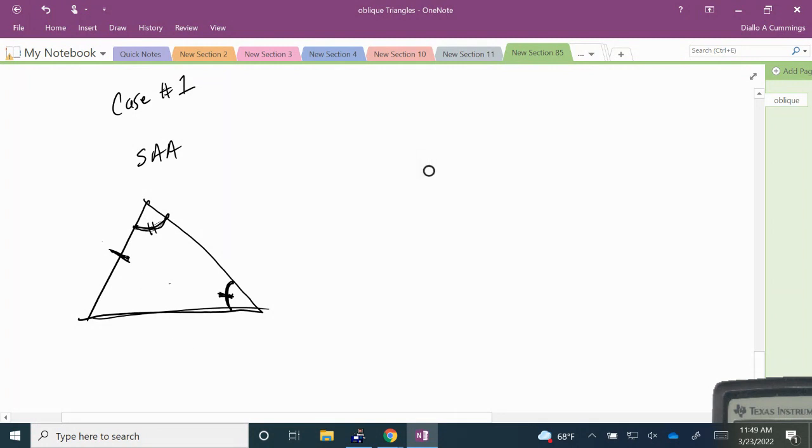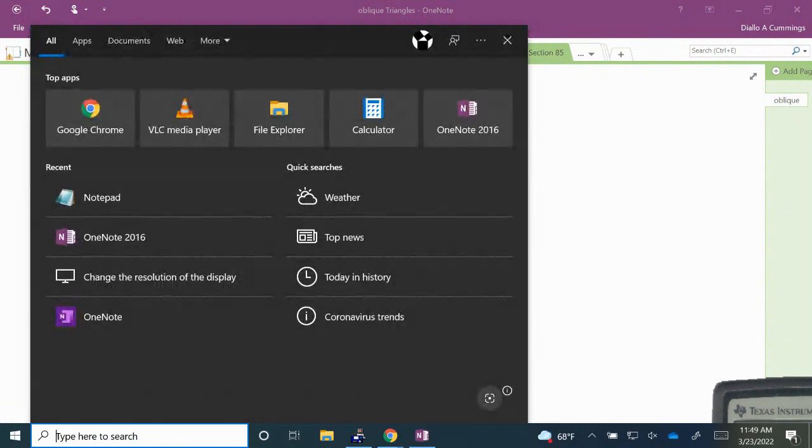You can also have an angle side angle set of measurements, right? So what does that look like? For an angle side angle set of measurements, I'm given an angle measure, I'm given another angle measure, and I'm given the side that's included between those two angle measures.